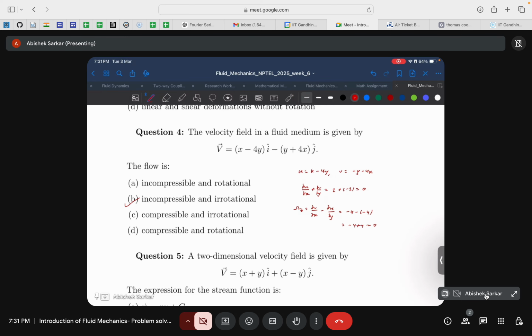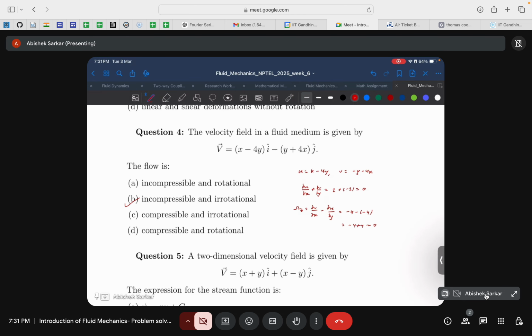Dou v by dou x is minus 4, correct, and dou u by dou y is again minus 4, so minus 4 minus minus 4 is minus 4 plus 4, which is equal to 0. Okay, flow is incompressible and irrotational.